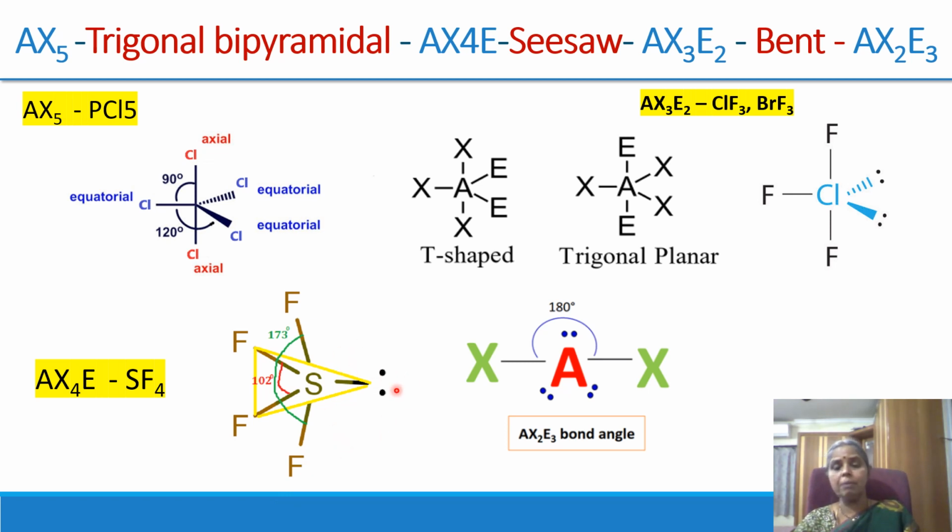Why? Because to minimize repulsions, when the lone pair is present in the equatorial region, on an equatorial bond, the repulsions are less at 90 degrees.